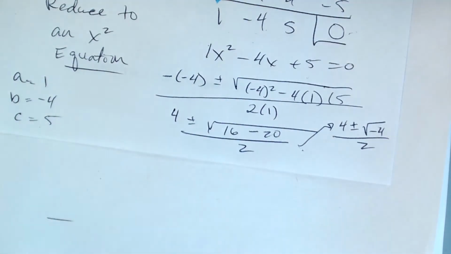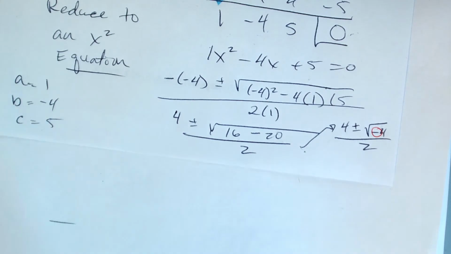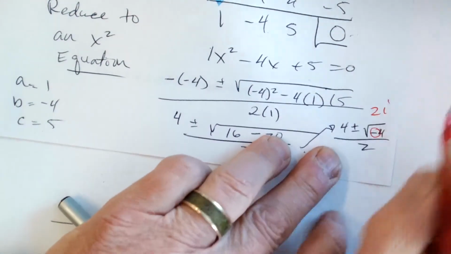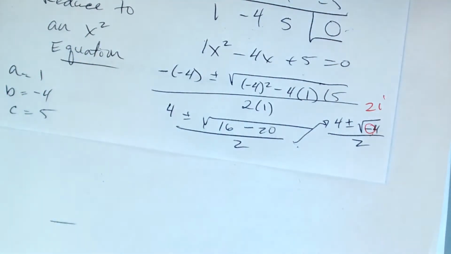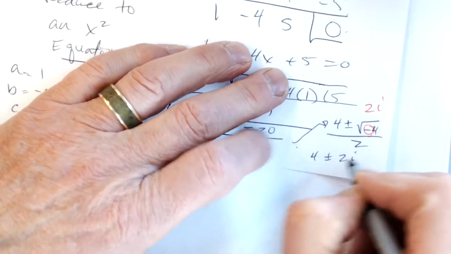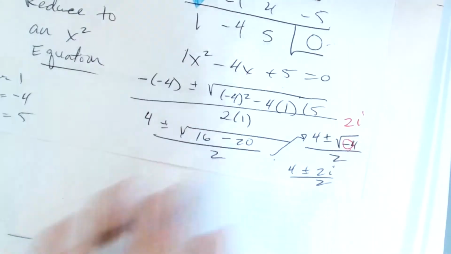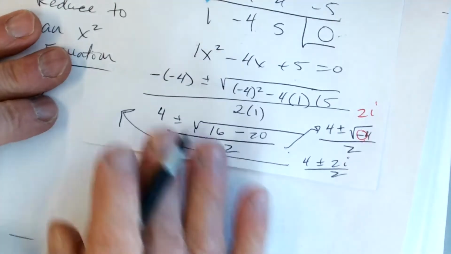That's got to be an I. It's going to be a 2I. You guys okay with 2I? That's going to become a 2I because the square root of 4 is 2, and we got our negative 1, right? So we're going to have 4 plus or minus 2I over 2. And I'm really squishing it in, so I'm going to bring it all the way over here. Sorry, you guys. It's kind of a mess.